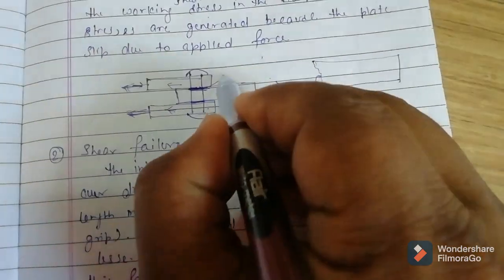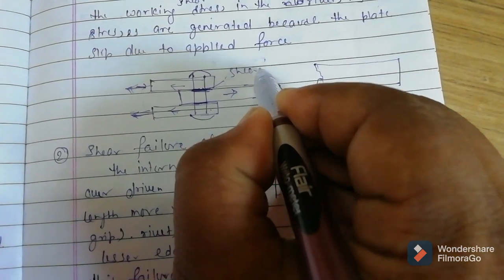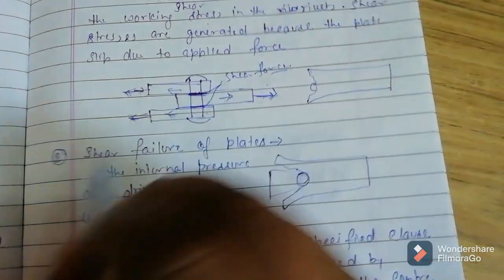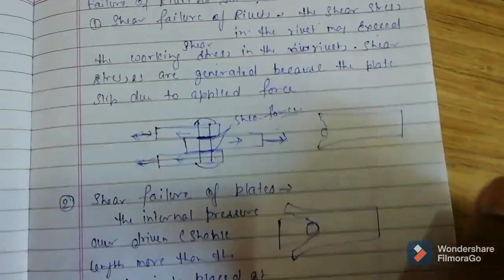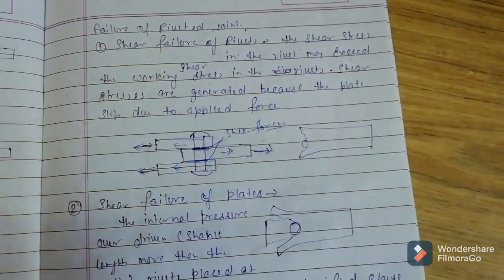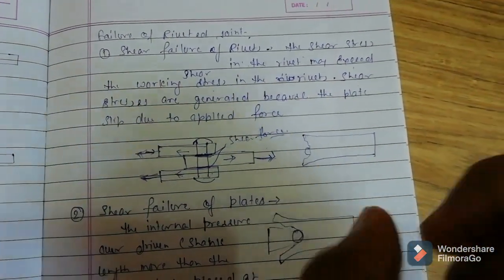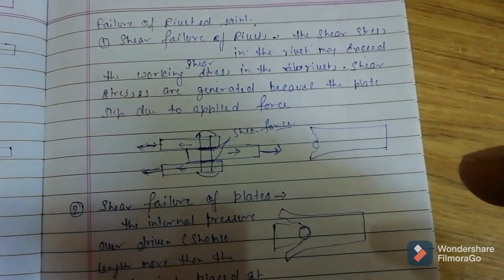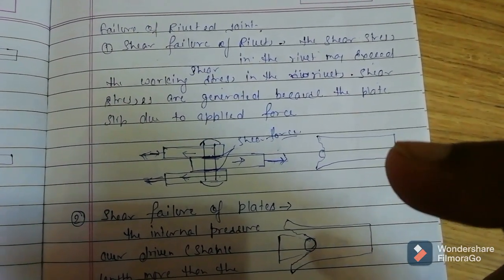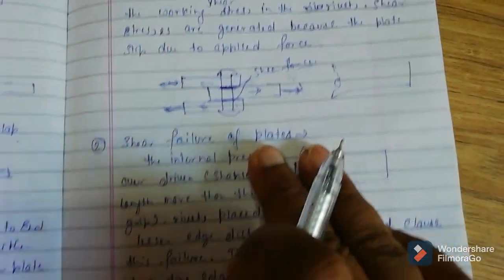So here this is your shear force, and also here this is your shear force. How can it fail? It can fail under only one condition: if the shear stress developed here becomes greater than the shear strength of the rivet, then your rivet will fail in shear.